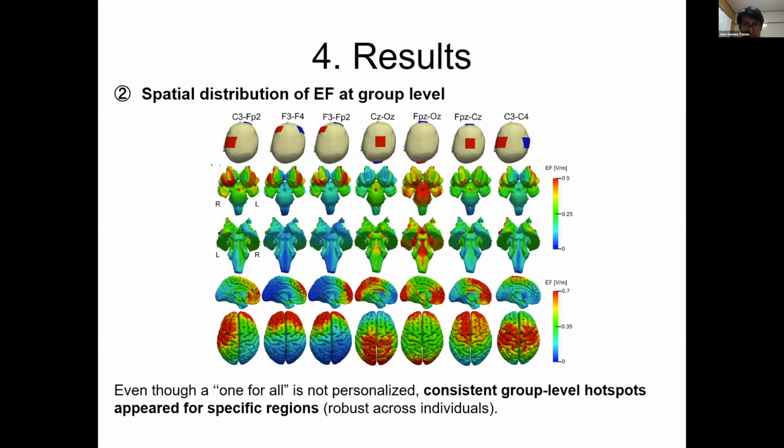These are robust across the individuals. So for instance, in the C3FP2 montage, we can see some hotspots in the caudate and also in the putamen. For instance, in the FPCOZ, we have significant consistent hotspots on the brainstem. So depending on the selection of the montage, we can try to target specific deep regions where we can deliver consistent hotspots for a group of people. So this is the result that I want to show here.